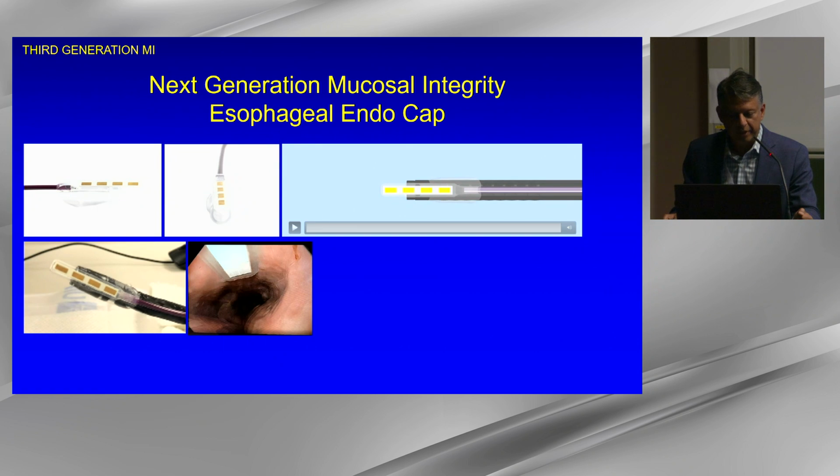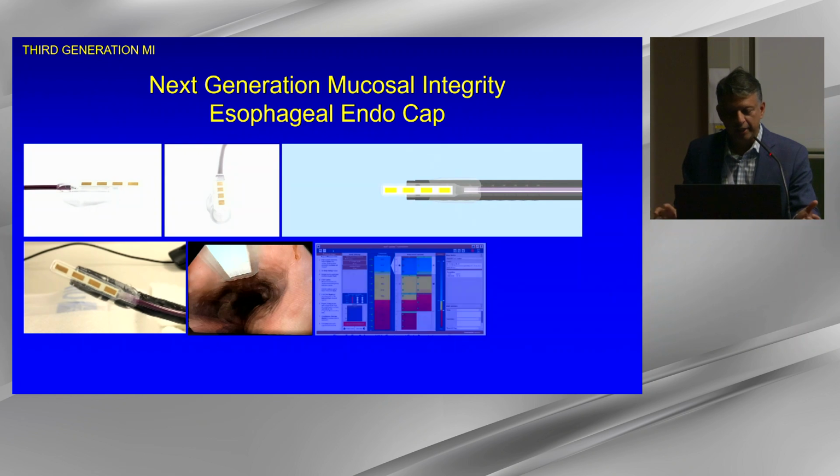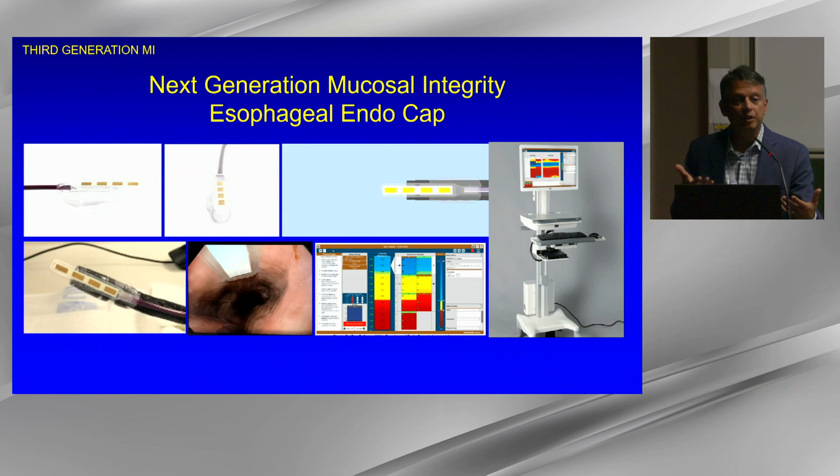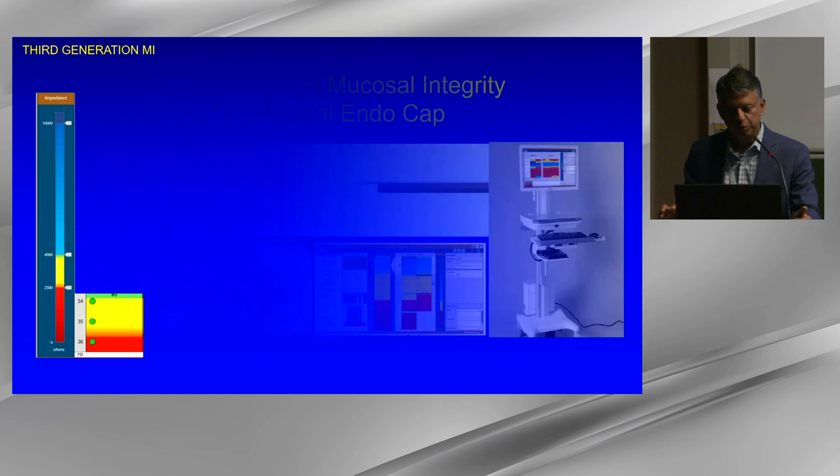So this is the tip here. This tip is the part that does the recording. And you get images that look like this. This is the tower. So this is the new EndoCap device. I think they have examples upstairs if you go to the Versatech booth.